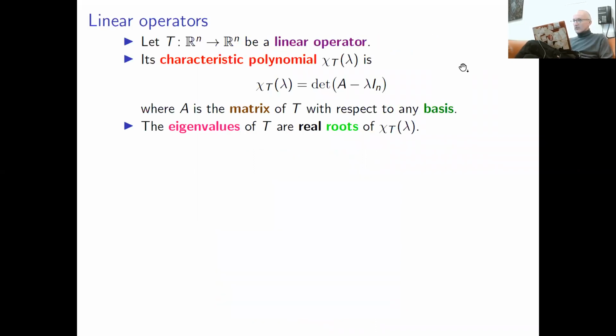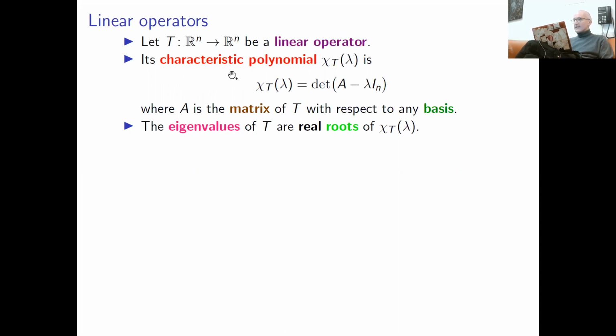Okay, so let's start with the translation of diagonalization results about matrices into the diagonalization results for linear operators. First, let me define what the characteristic polynomial of a linear operator is. It can be done in several ways. The simplest way, probably, is to take the standard matrix of the linear operator and then take its characteristic polynomial. This is correct, but we can do it in a more general way.